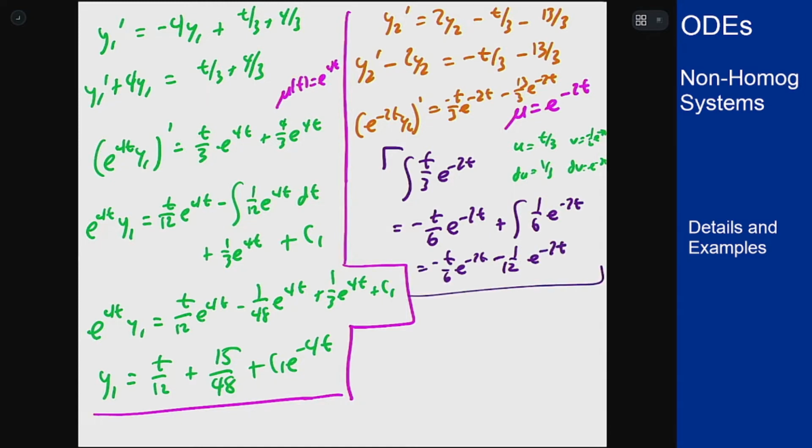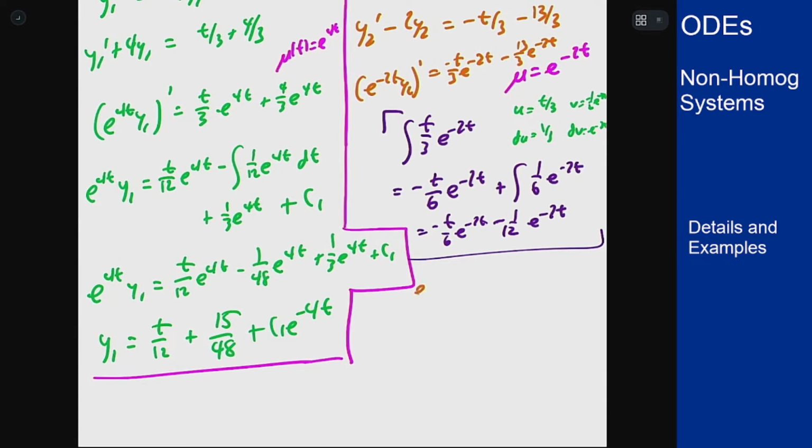So then our expression here, e to the minus 2t y2 after integrating both sides, will give me a positive t over 6 e to the minus 2t because I'm canceling out the negative sign that is here.